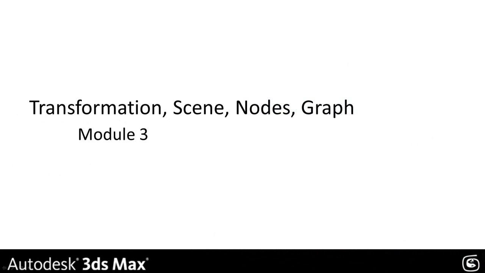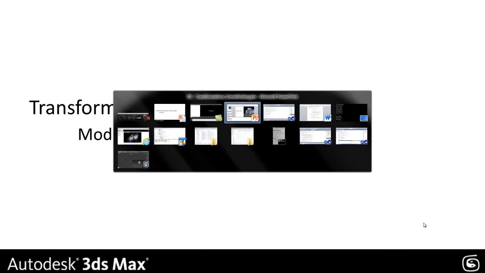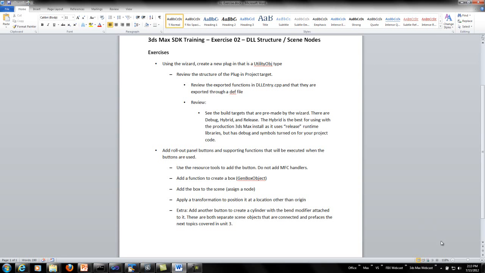So today we're going to talk a little bit more about transformation. We're going to go into the scene and nodes and the scene graph in more detail. Yesterday we kind of scratched the surface on all of those topics, and today we're really going to drive it home. Before I get started, I'd like to go over the exercise from yesterday.